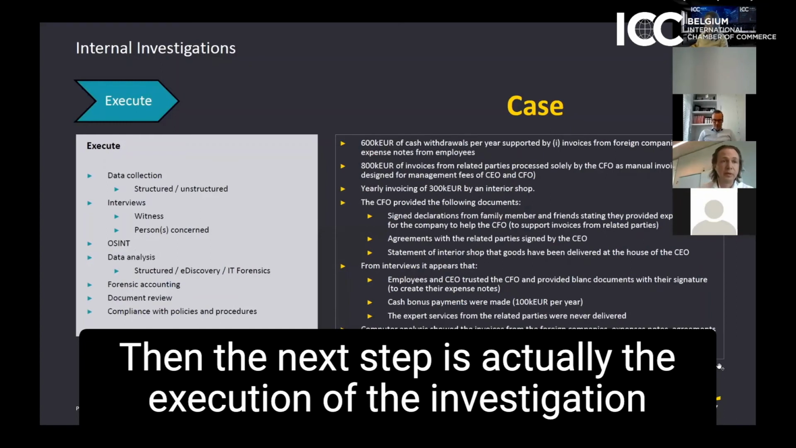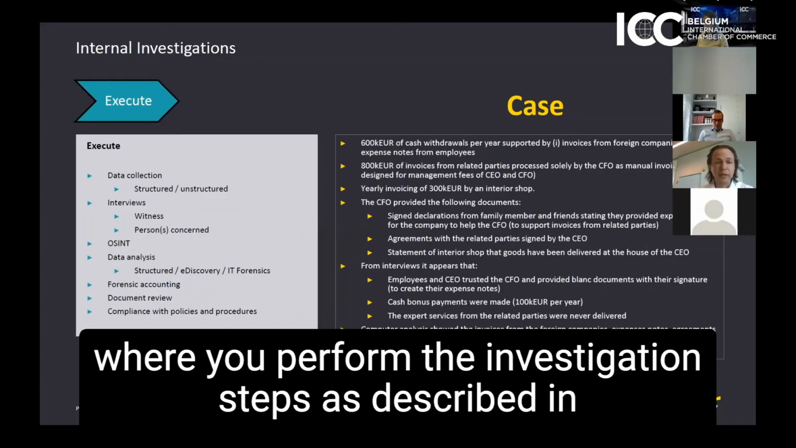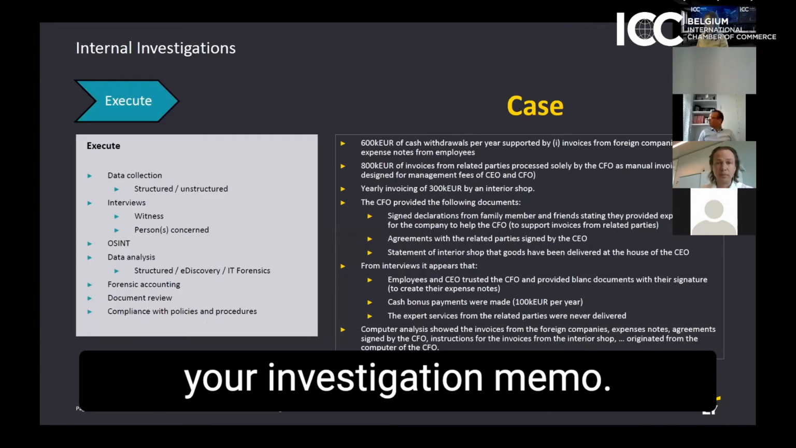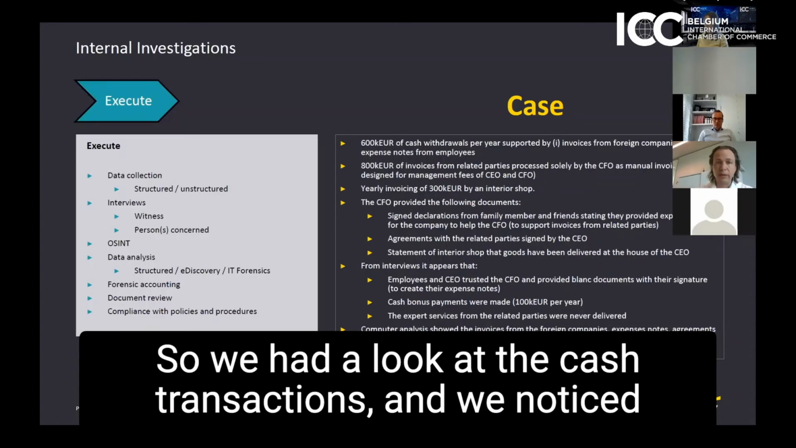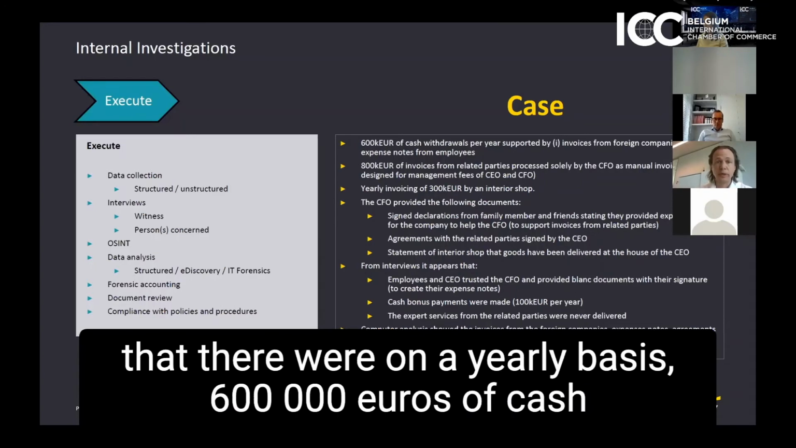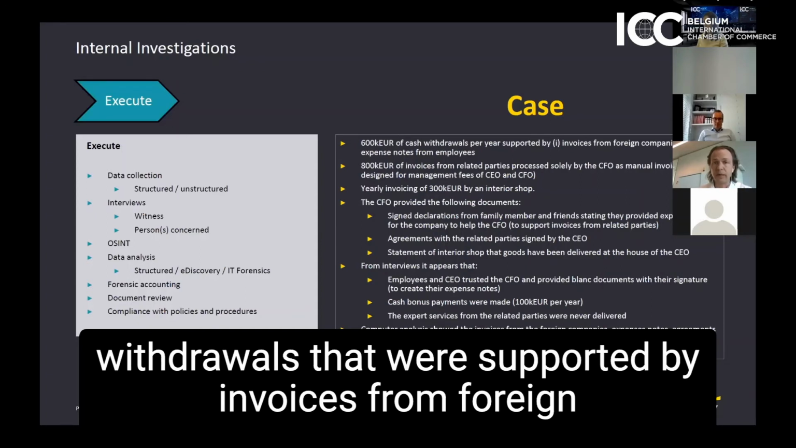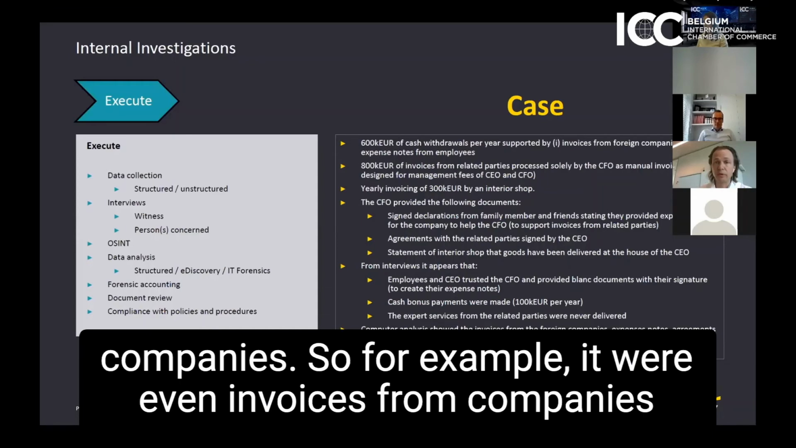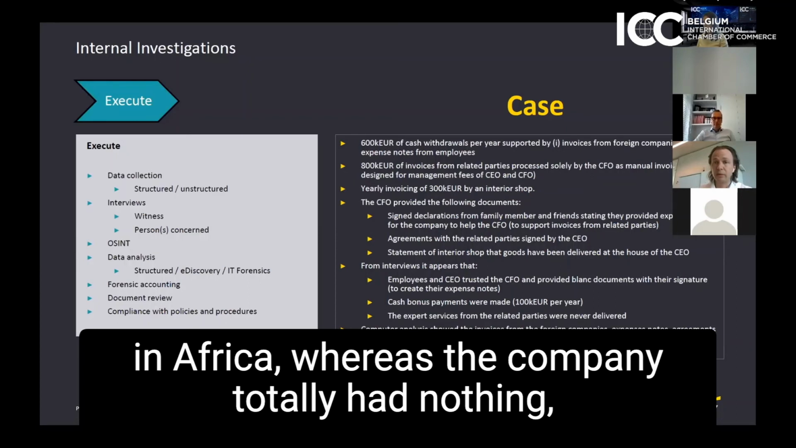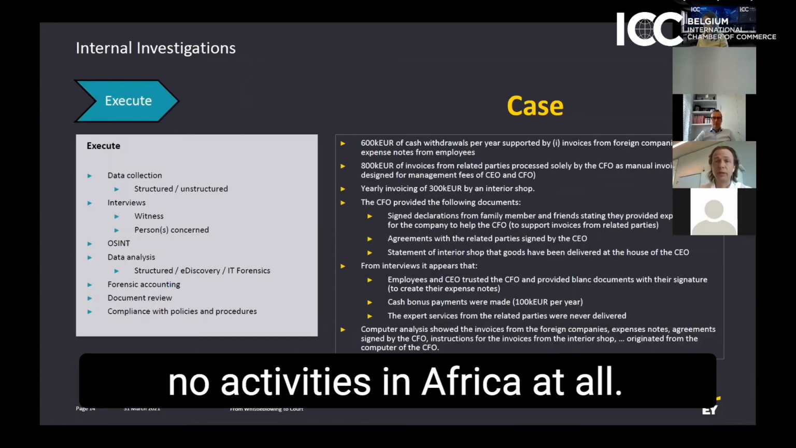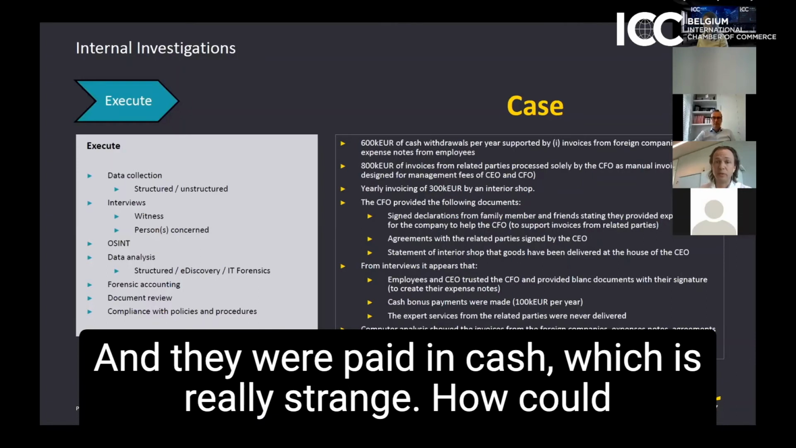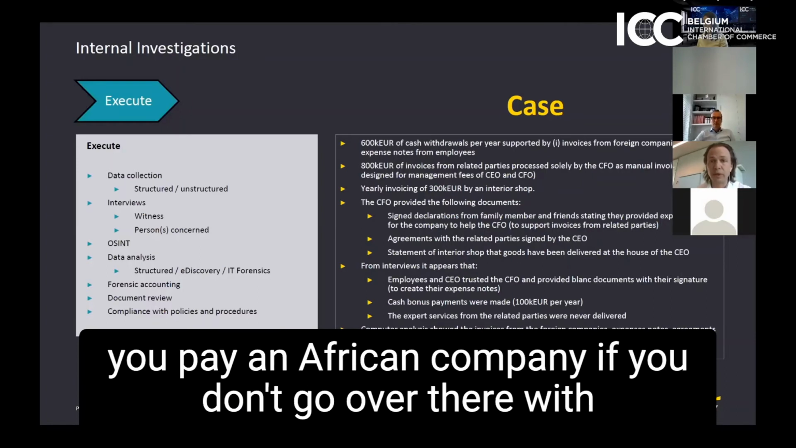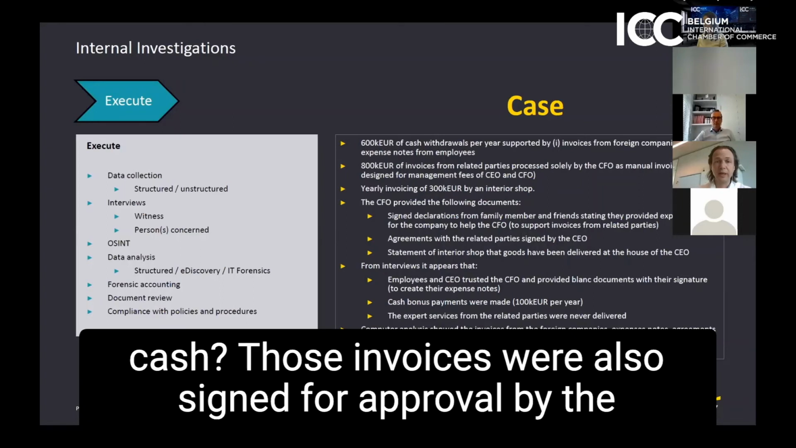Then the next step is actually the execution of the investigation, where you perform the investigation steps as described in your investigation memo. So we had a look at the cash transactions, and we noticed that there were on a yearly basis 600,000 euros of cash withdrawals that were supported by invoices from foreign companies. So for example, there were even invoices from companies in Africa, whereas the company totally had no activities in Africa at all. And they were paid in cash, which is really strange, how could you pay an African company if you don't go over there, in cash.